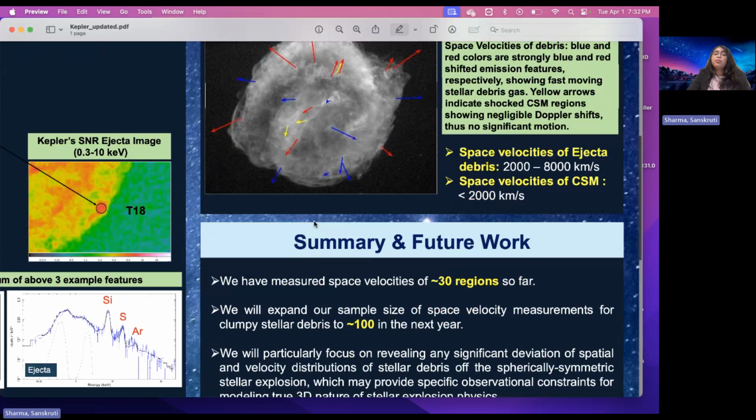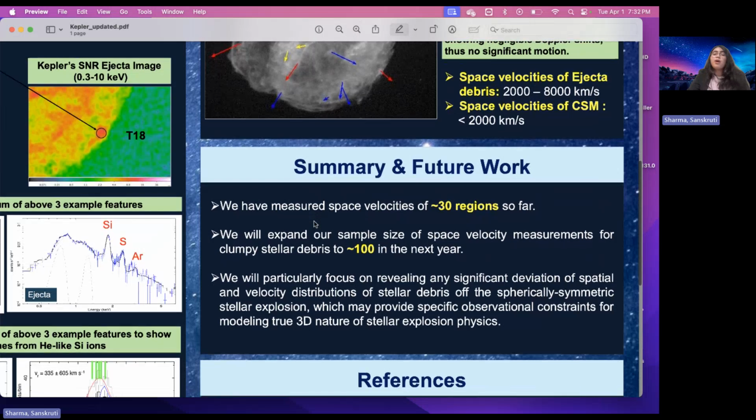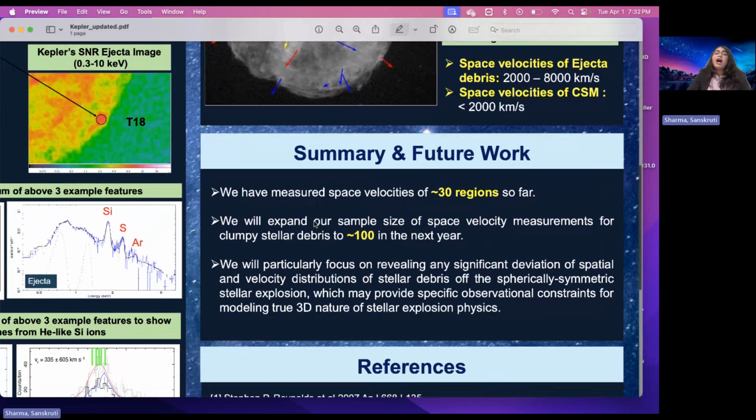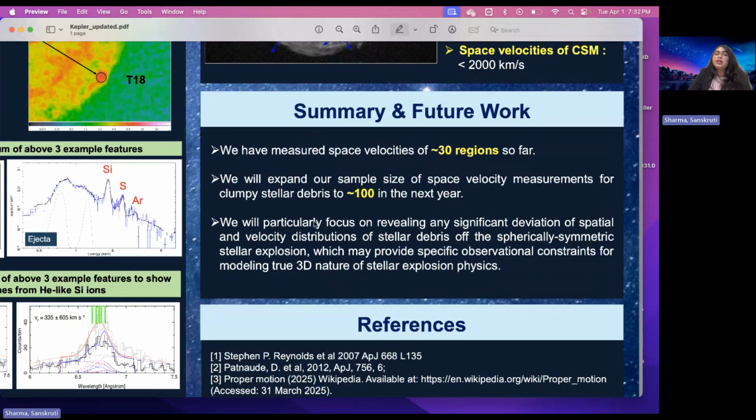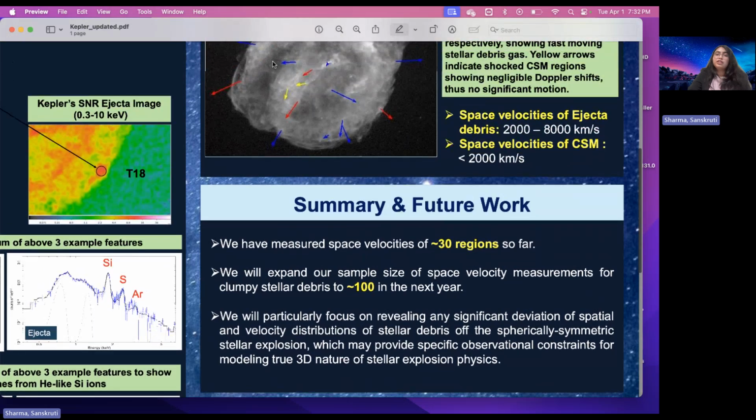In future, we will expand our sample size to about 100 regions, and we will focus on revealing any deviation from spatial and velocity distributions of the spherically symmetric stellar explosion, which will provide astronomers observational constraints for modeling the true 3D nature of stellar explosion.